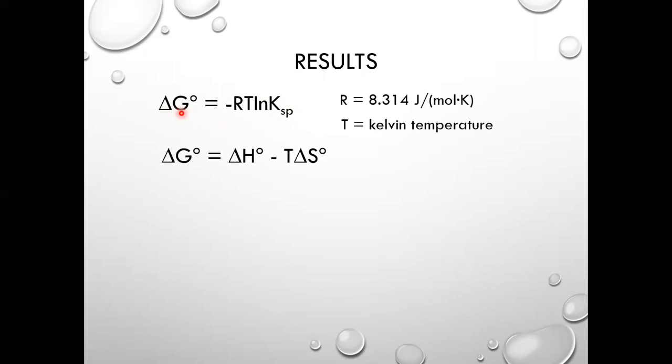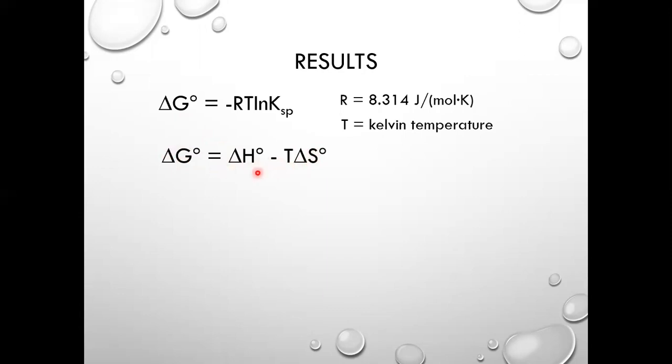From those respective KSP values at those 3 distinct temperatures, we'll then be able to calculate delta G at those 3 temperatures using this equation, where R is 8.314 joules per mole Kelvin, and T is our Kelvin temperature. This is another equation that most of us should be familiar with that relates the change in Gibbs free energy to the change in enthalpy, temperature, and change in entropy.